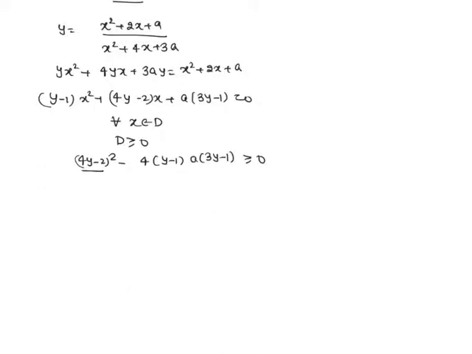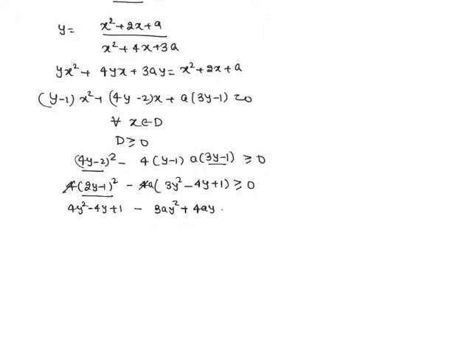Now we have to simplify this. If I take 2 outside, we get 4 times (2y minus 1) whole square minus 4 into a, with (y minus 1) into (3y minus 1), which is 3y square minus 4y plus 1, should be greater than or equal to 0. The 4 gets cancelled. If you open this, 4y square minus 4y plus 1 minus 3ay square plus 4ay minus a should be greater than or equal to 0. If I simplify this, (4 minus 3a)y square plus 4y(a minus 1) plus (1 minus a) should be greater than or equal to 0.